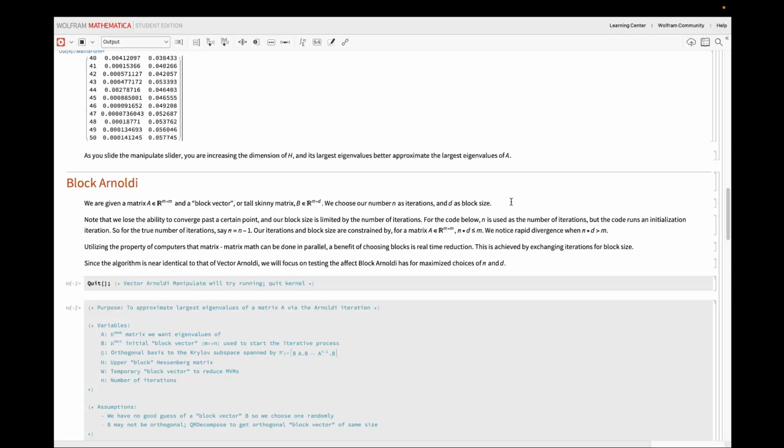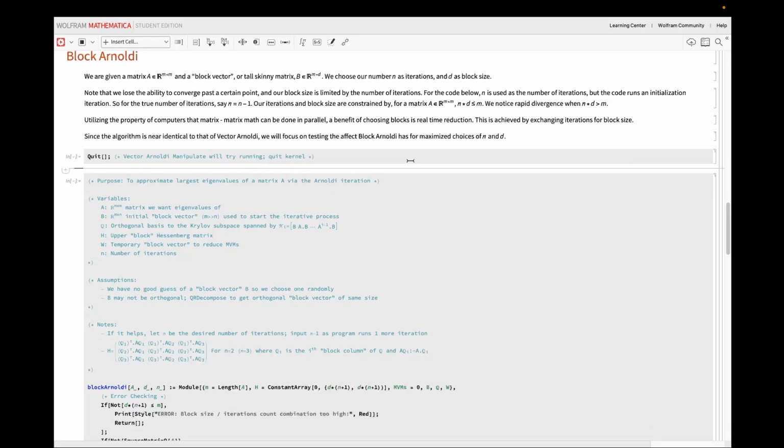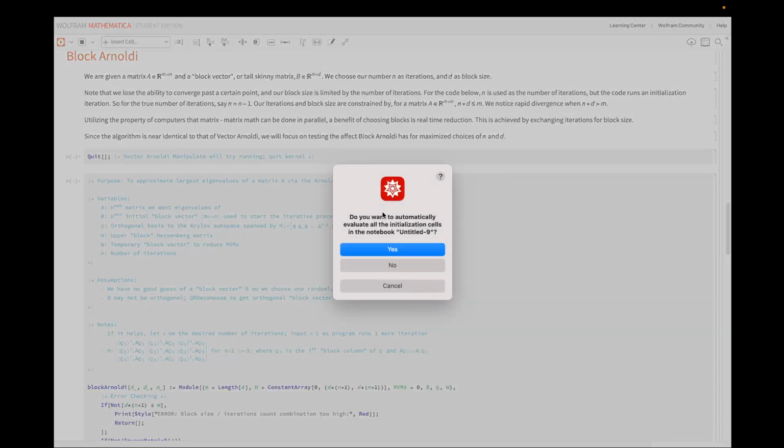Note that for this code, the algorithm runs one iteration ahead of time. So we want to say that script n, italicized n, is going to be equal to our input n plus 1. My bad, I had those mixed around. Moving on, that implies that we'll see rapid divergence when n times d is greater than m. I will not show this, as the point is to show how much of an improvement this block algorithm can provide. So, to start, we will quit the kernel and run this code.